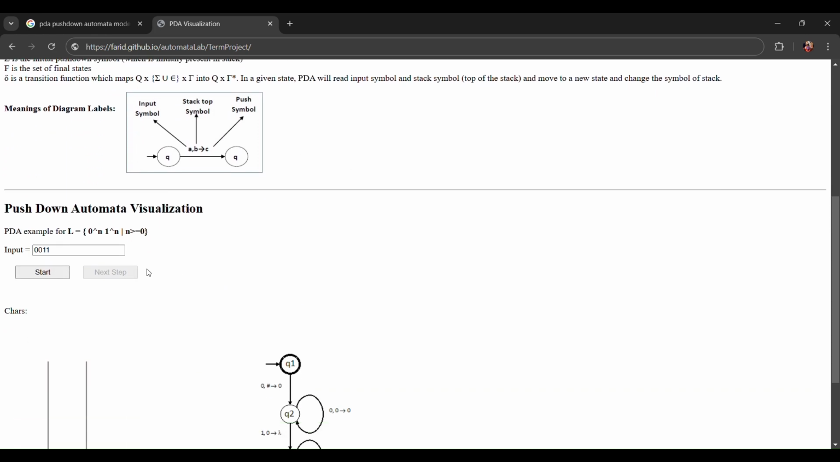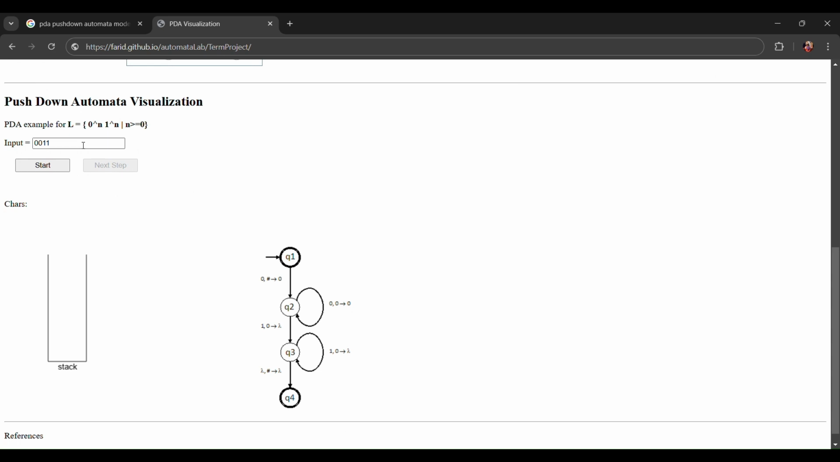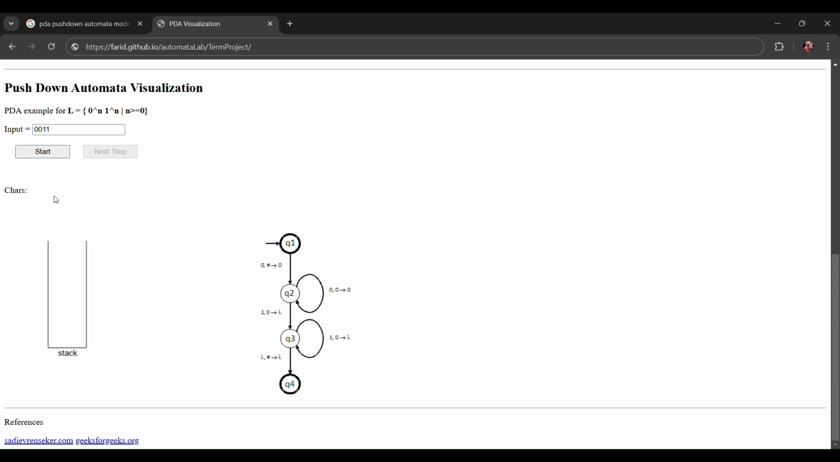In our current example we will be learning how PDA works for the language 0 power n, 1 power n, when n is greater than or equal to 0, to accept strings that have an equal number of zeros followed by an equal number of ones. Let us consider 0011, and let us start the model and visualize how the process in pushdown automata works and whether the string has to be accepted or not.